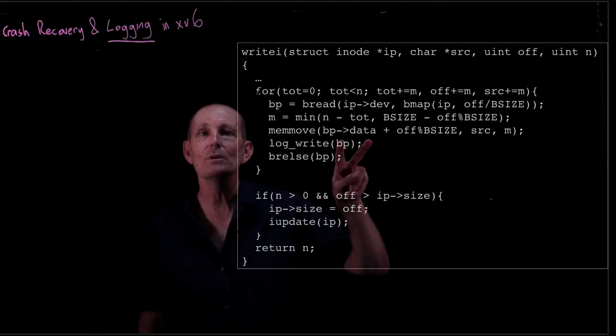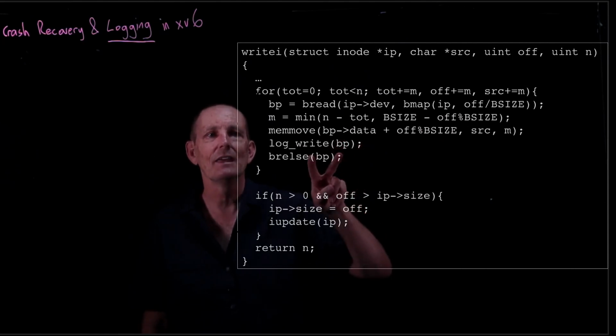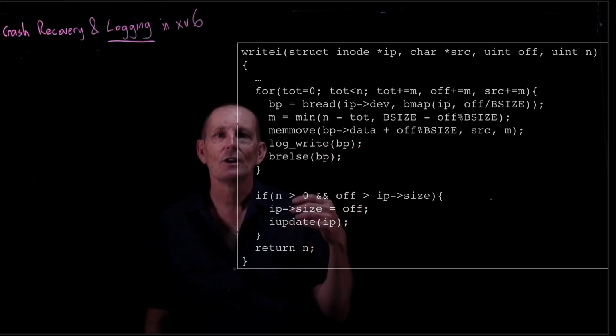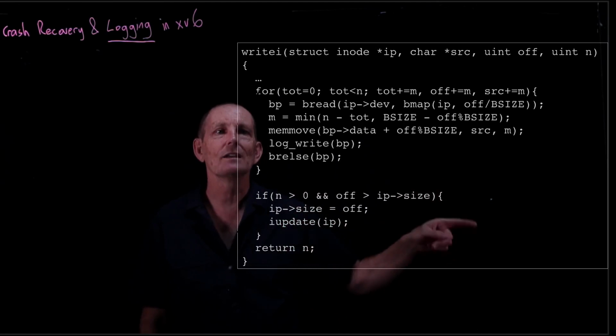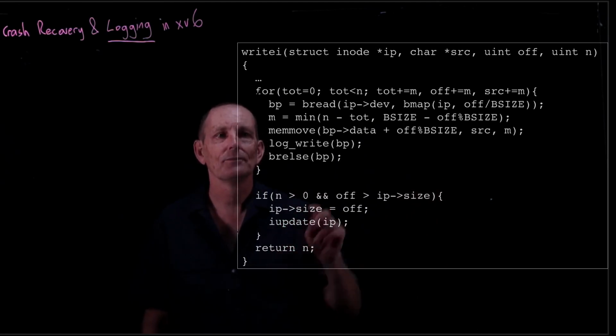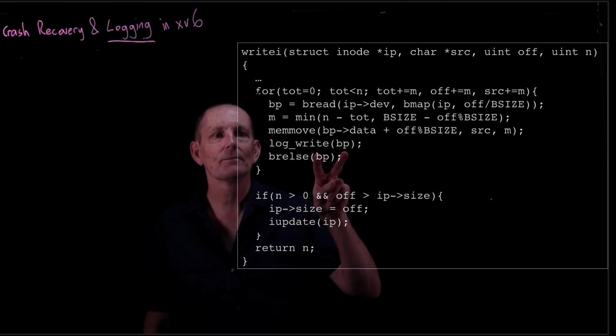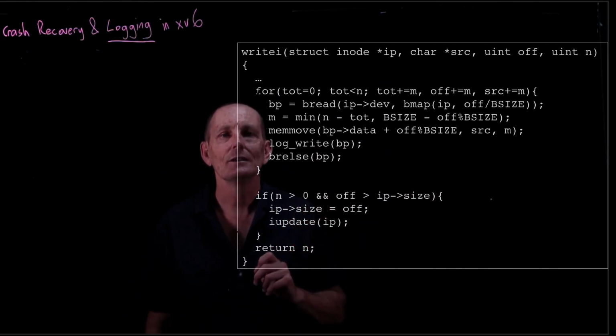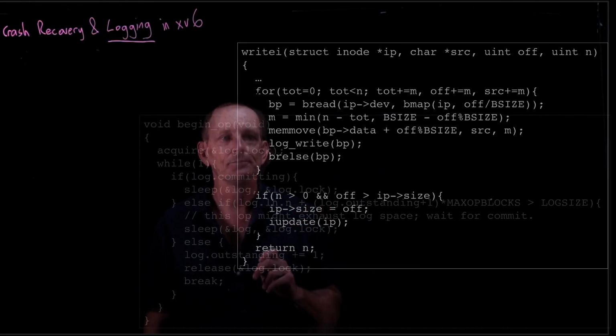We do a memmove into the buffer, and then we log write it. As we know, log write is just going to keep it in the cache, pin it, and write it in the in-memory list. Then we release our lock. We also then go ahead and update our size, and then update the inode.